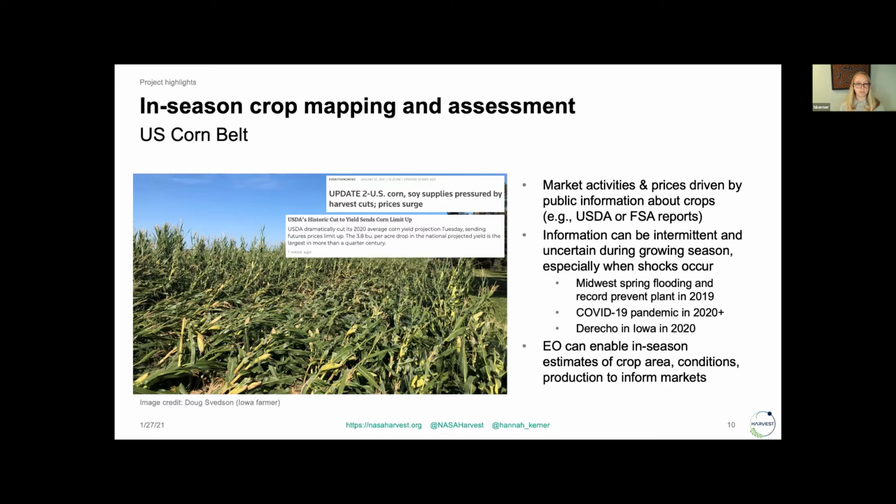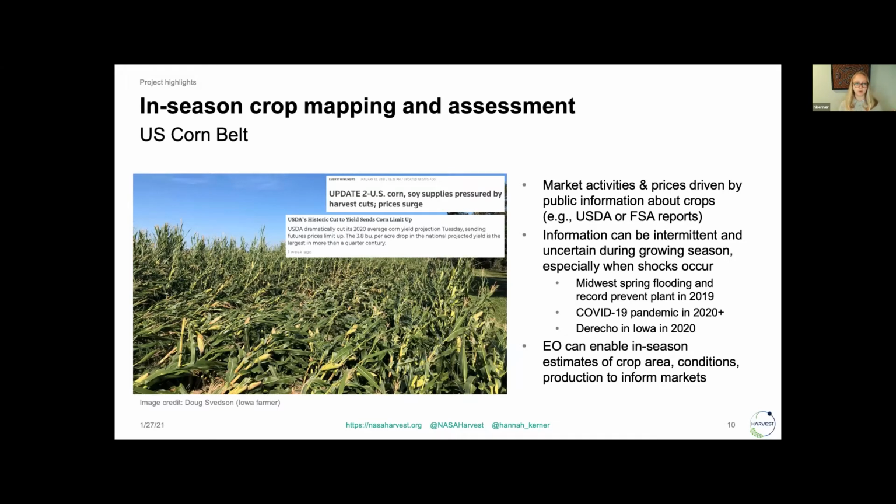For example, the USDA and FSA put out reports that have a big influence on market decisions. And during the growing season, this information is pretty intermittent and can be highly uncertain, especially when shocks occur that cause additional uncertainty.